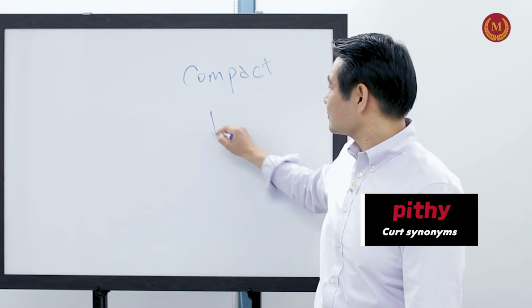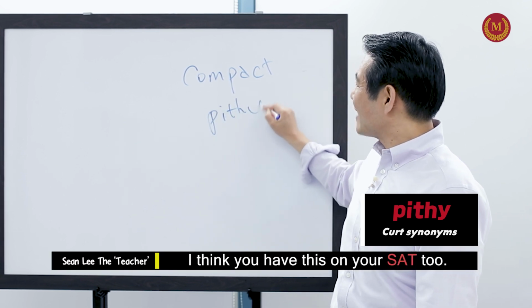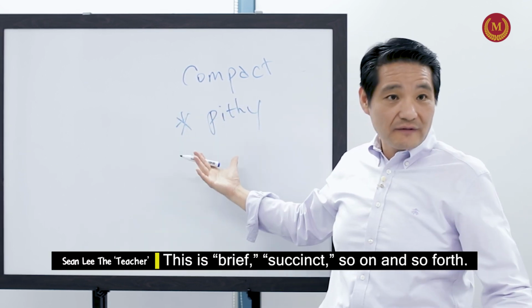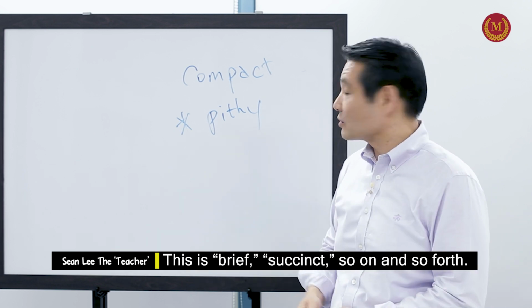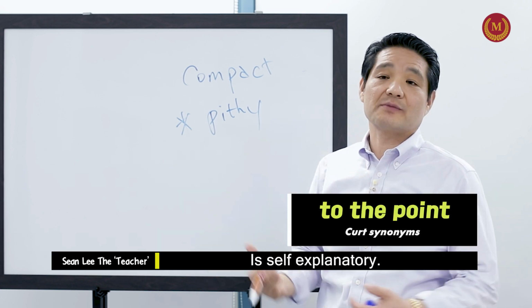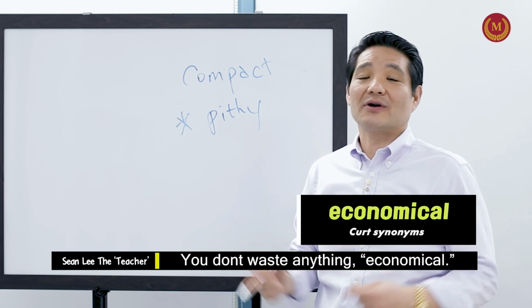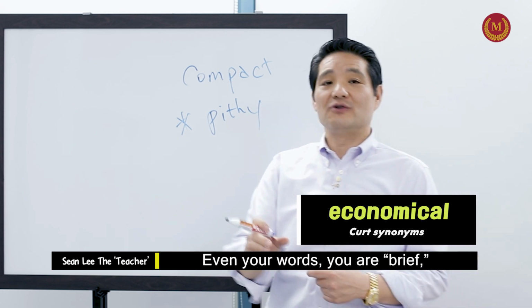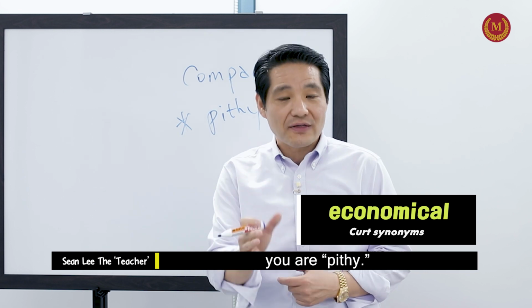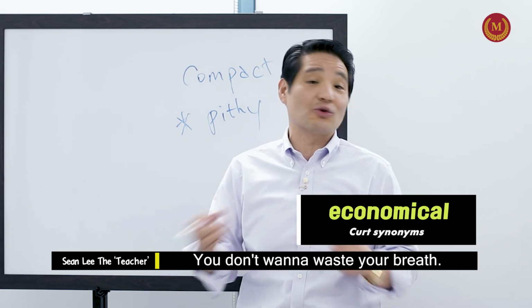Pithy. I think you have this on your SAT too, right? This is brief, succinct, and so on and so forth. To the point is self-explanatory. To the point. Economical. You don't waste anything. Even your words. You're brief, you're succinct, you're compact, you're pithy. Why? Because you don't like to waste things. You don't want to waste your breath.